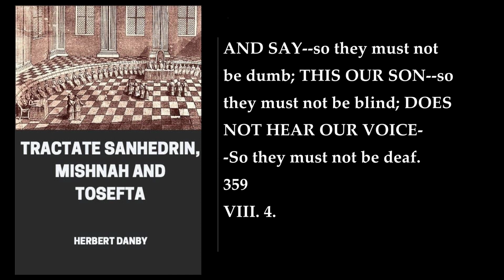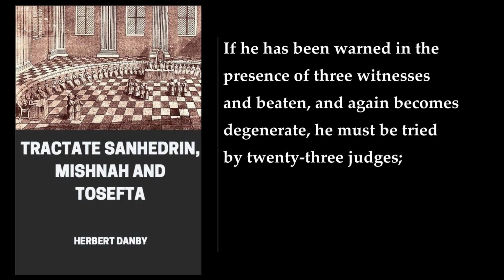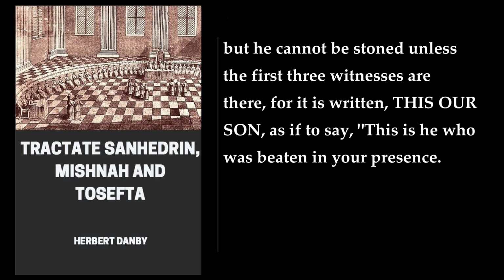359. 8, 4. If he has been warned in the presence of 3 witnesses and beaten, and again becomes degenerate, he must be tried by 23 judges. But he cannot be stoned unless the first 3 witnesses are there, for it is written, "this our son," as if to say, this is he who was beaten in your presence.